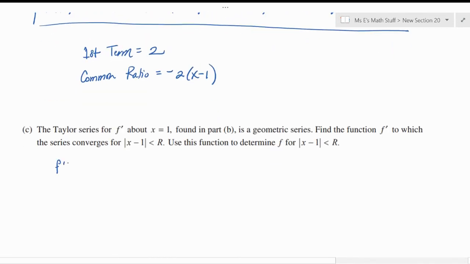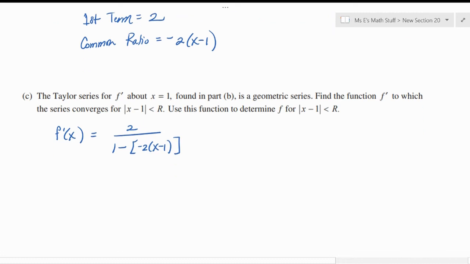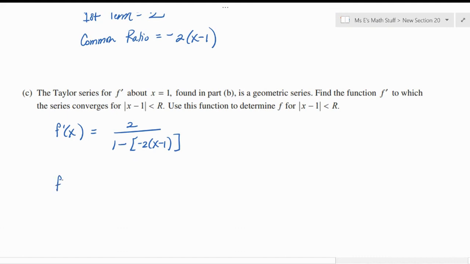That means that f prime of x would sum up to be your first term divided by 1 minus your common ratio. There we go. In the spirit of the person you're simplifying for is yourself, I do recommend you simplify that. So what would that be? 2 over 2x minus 1.